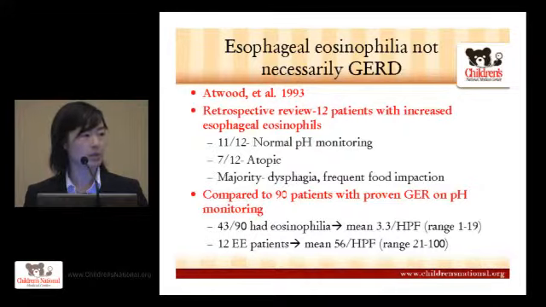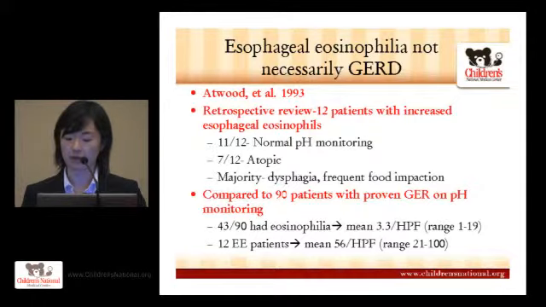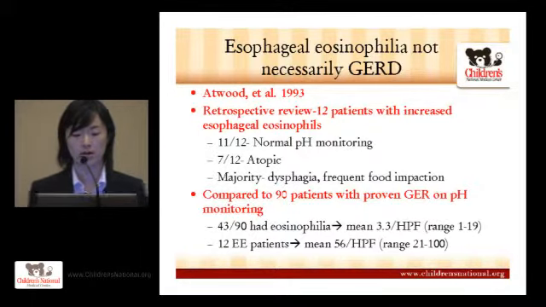And they compared these patients to 90 patients who had proven GERD on pH monitoring. About half of these patients had eosinophilia, but with a mean of only about 3 eosinophils per high-powered field, with a range up to about 19. The 12 patients had a mean of 56 eosinophils with a range up to 100. So clearly there was a difference in these 2 populations. And this study really spurred people to investigate EE as a distinct pathophysiologic process.